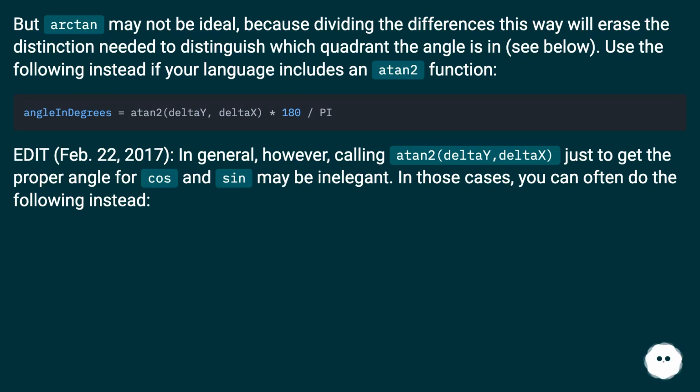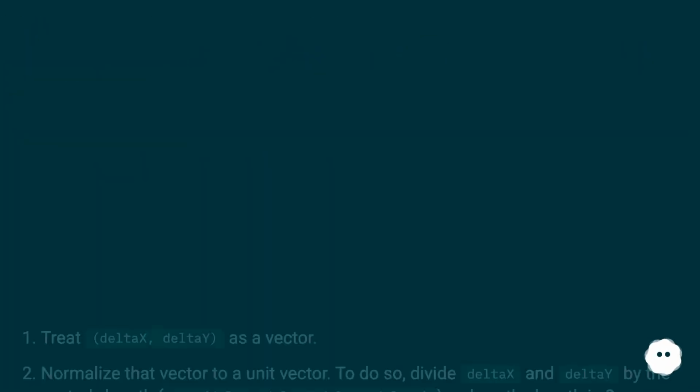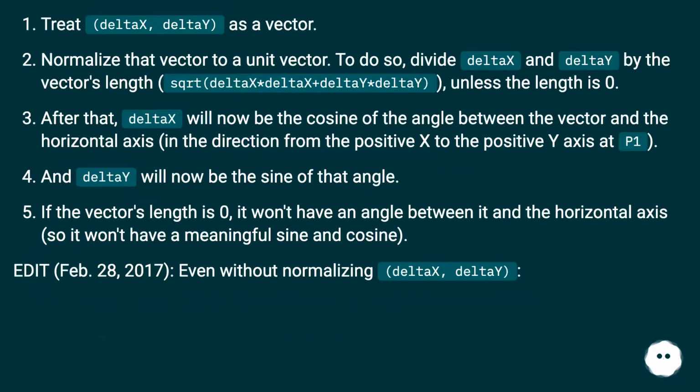Edit, February 22, 2017: in general, however, calling atan2, delY, delX, just to get the proper angle for cosine and sine may be inelegant. In those cases, you can often do the following instead. Treat delX, delY as a vector. Normalize that vector to a unit vector.